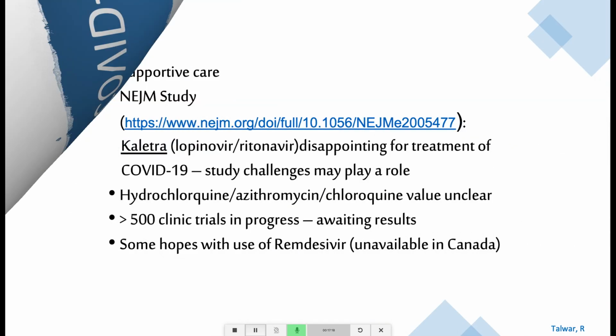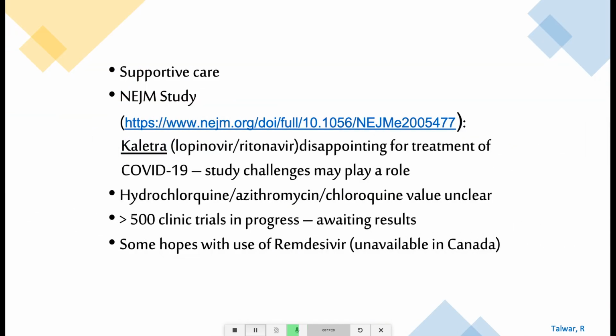COVID-19 treatment, what's going on right now at most facilities. It's supportive care, obviously treating the infection with medications, ventilation if needed, ICU if needed.